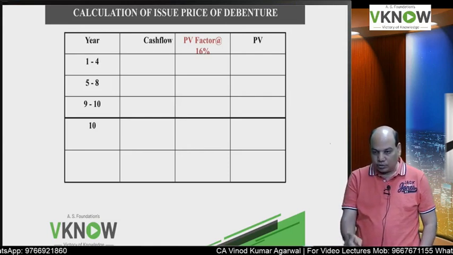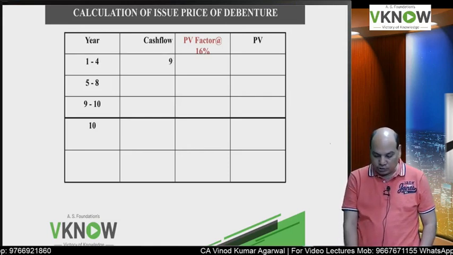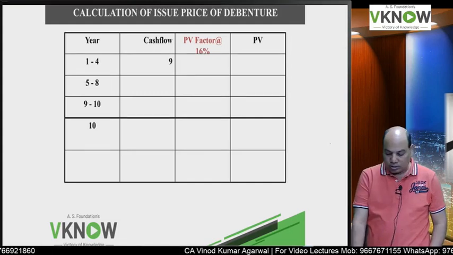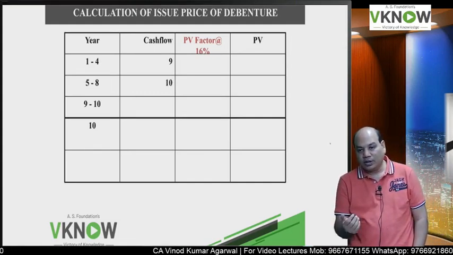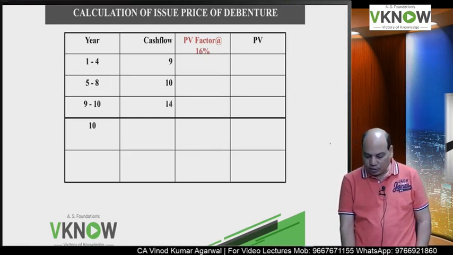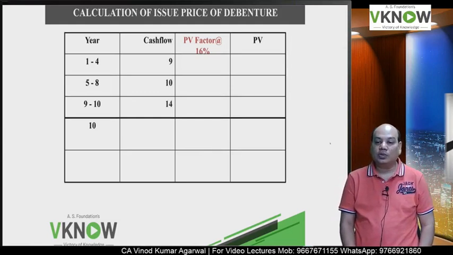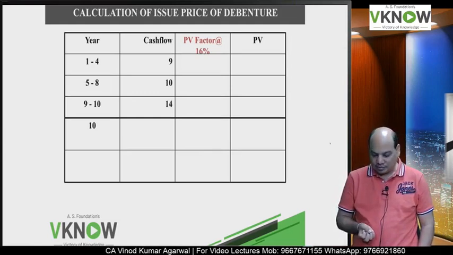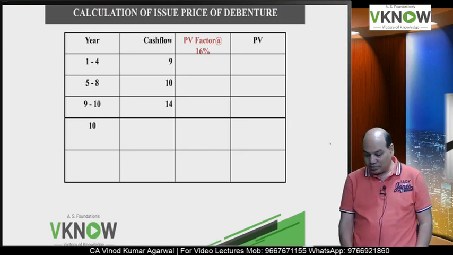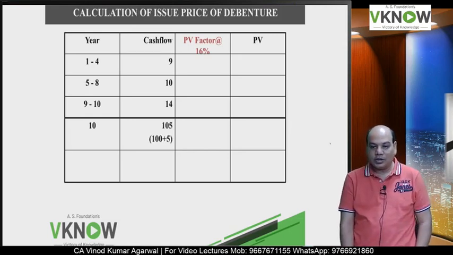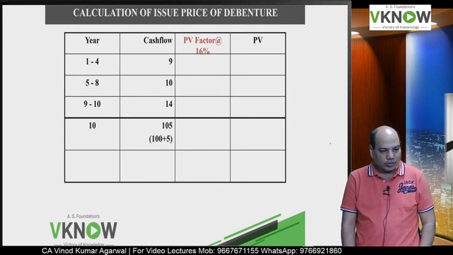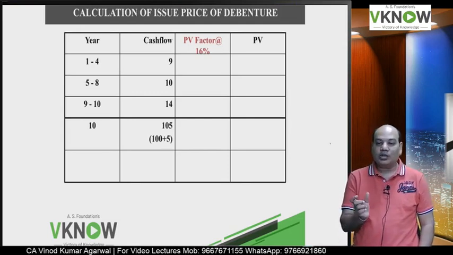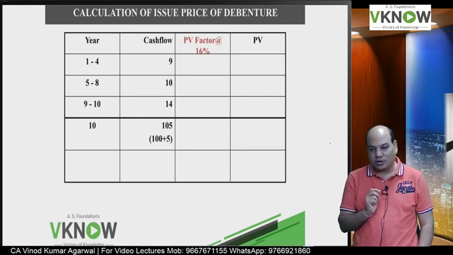First 4 years, the cash flow will be 9 rupees. Then from 5 to 8 years, the cash flow will be 10 rupees. From 9 to 10 years, the cash flow will be 14, very clearly given. And in the 10th year, the cash flow would be 105. Now the question is important: how to calculate the PV factor at 16%.